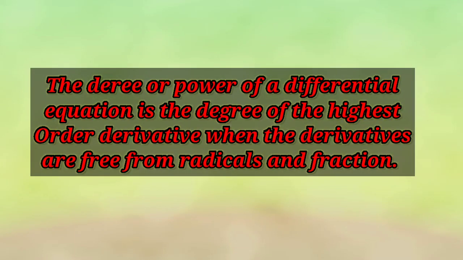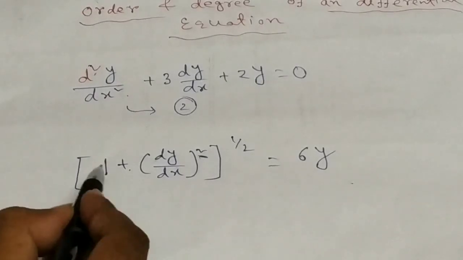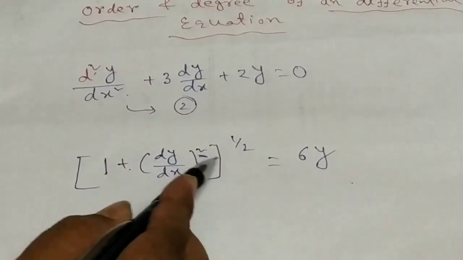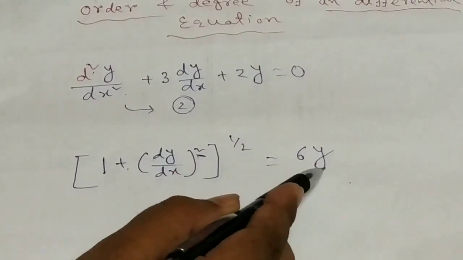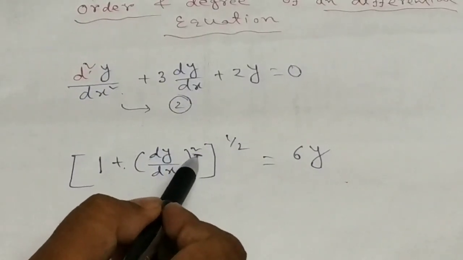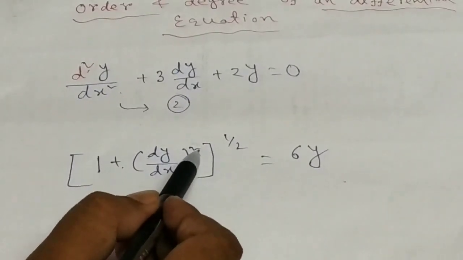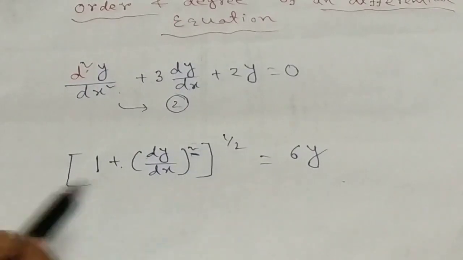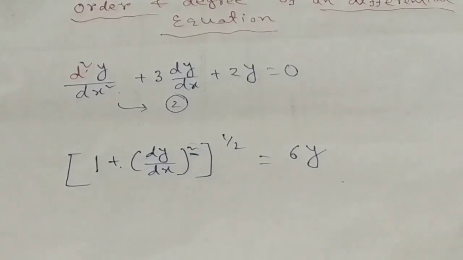Now the degree or power of a differential equation is the degree of the highest order derivative when the derivatives are free from radicals and fractions. For example, (1 plus (dy/dx) whole square) whole to the power half equals 6y. Here the highest degree or power is 2. So the power of this differential equation is 2.